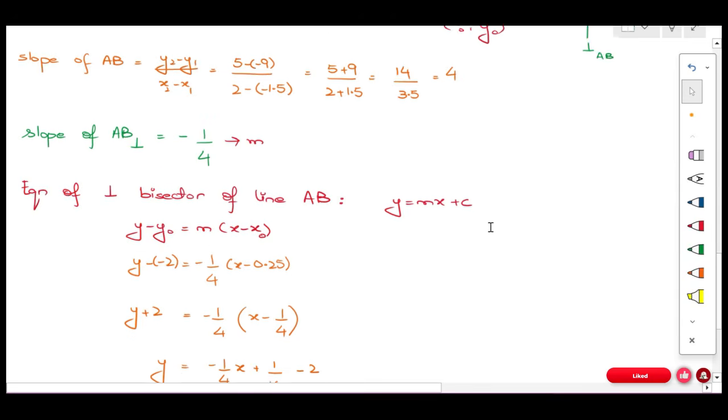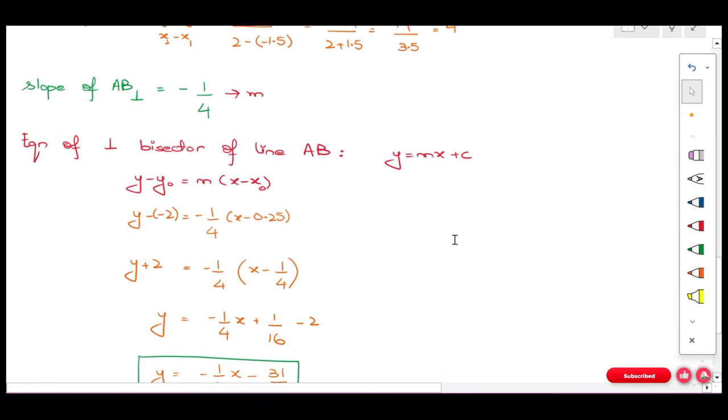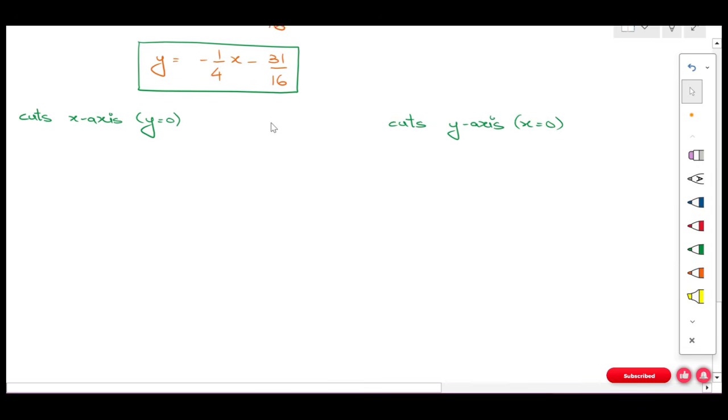So once we have the equation of the perpendicular bisector of the line AB, it cuts the coordinate axes at the points P and Q. So this line cuts the x-axis, which means y should be equal to 0, and it cuts the y-axis, which means x should be equal to 0. You will get the coordinates for the points P and Q.